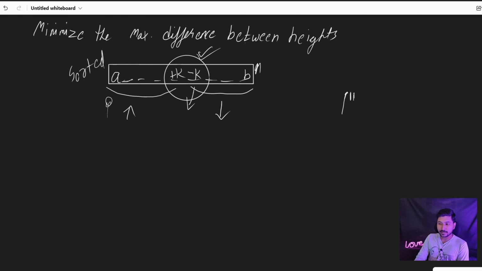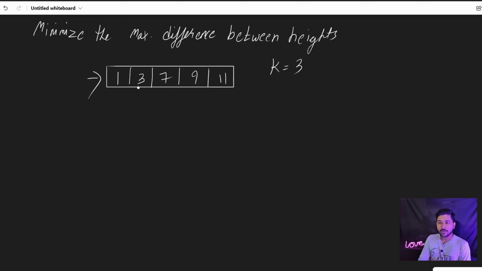Let's take an example. The array is 1 3 7 9 11 and the value of k is 3. We can start from here and go in pairs. We take the max difference to be 11 minus 1, that is 10. This is our maximum difference and we will start from this point i.